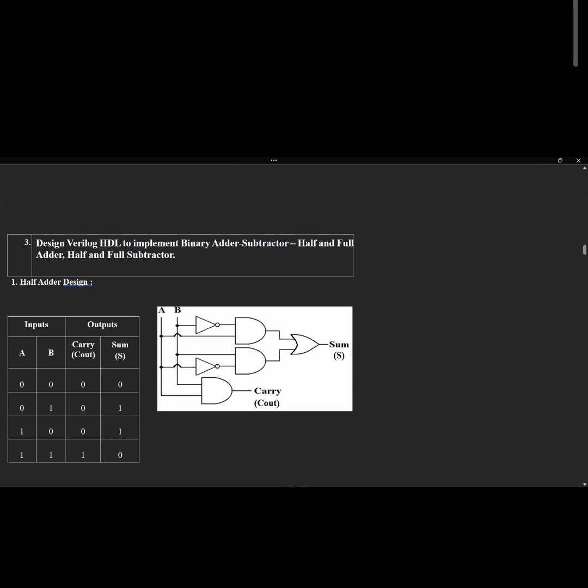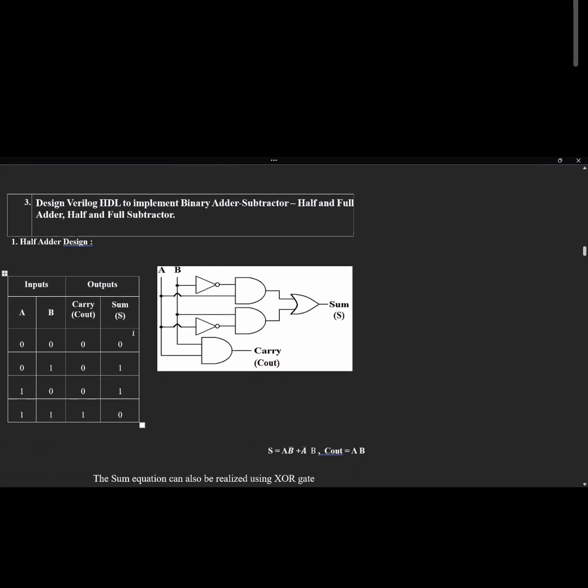Here we have to give two inputs, and the outputs are carry out and sum. A, B are the inputs, with four combinations. The sum we get is 0 plus 0 means 0, 0 plus 1 means 1, 1 plus 0 means 1, 1 plus 1 means sum is 0, carry out is 1.